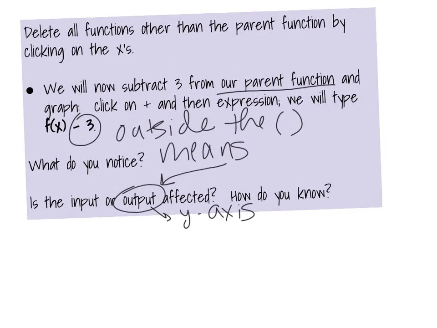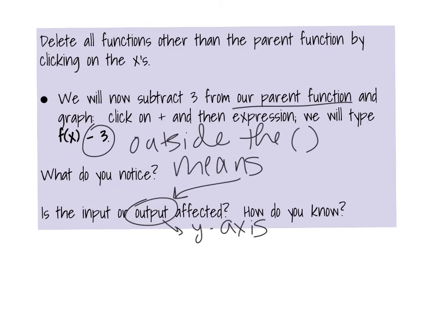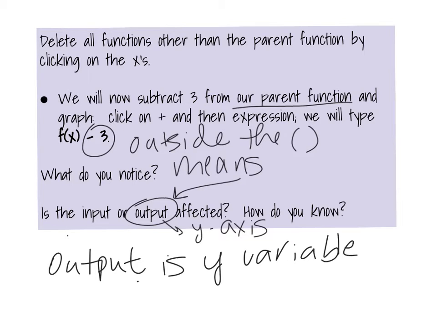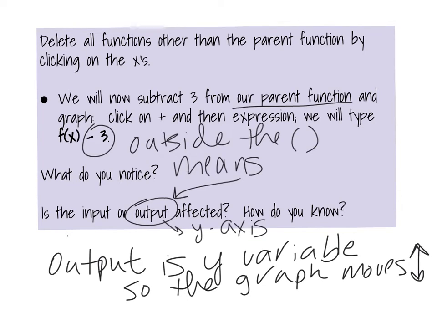Okay, so the output is the y, right? Dependent, range, output, y. So the output is the y variable. So the graph moves vertically up and down, depending on whether you're adding or subtracting, whether you have a positive or a negative.